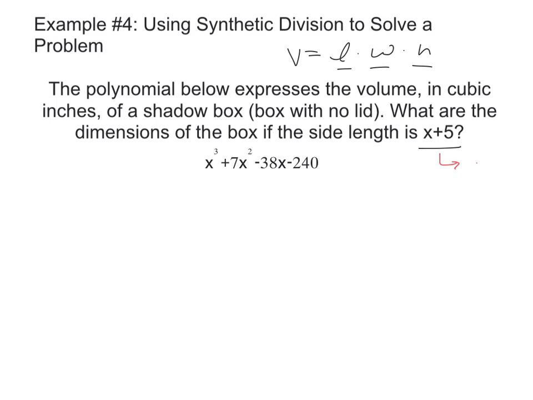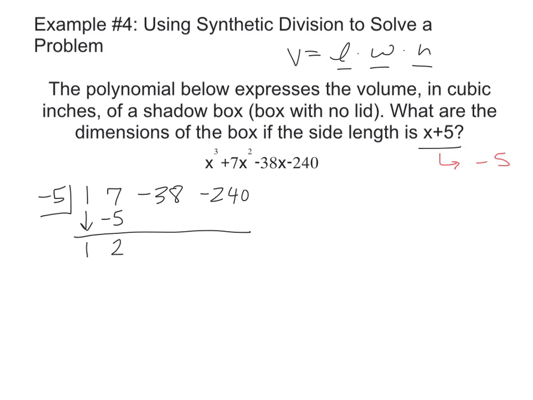Our 0 should be, so our 0 is -5. So if I set that up, that'll be -5. And then we have 1x cubed plus 7x squared minus 38x minus 240. Okay, we're going to drop down the 1. So negative 5 times 1 is negative 5. 7 minus 5 is 2. Negative 5 times 2 is negative 10. Add that and you get negative 48.